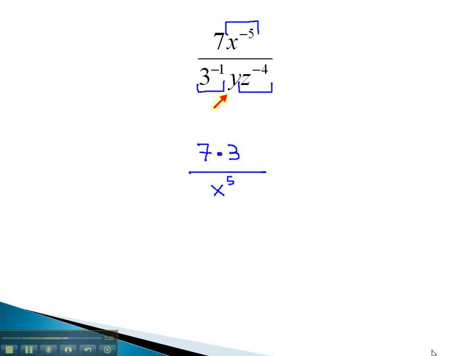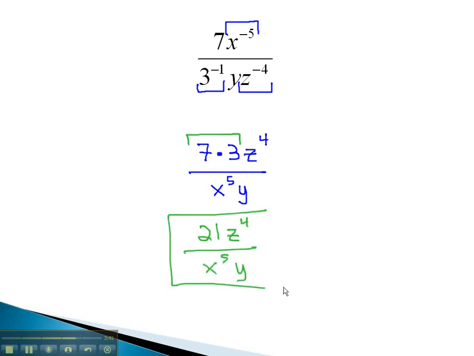The y does not have a negative exponent, so it can stay in the denominator. Z to the negative 4th, however, must move to the numerator, making the exponent a positive 4. Finally, we can simplify by multiplying the numbers to get 21z to the 4th over x to the 5th y.